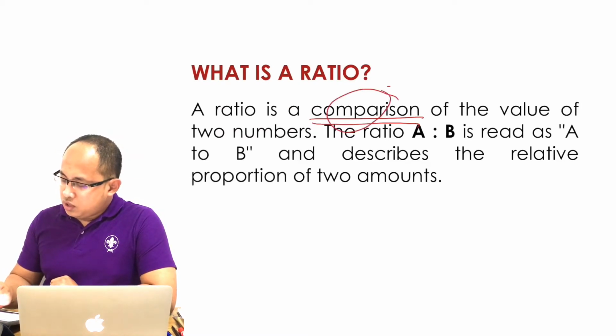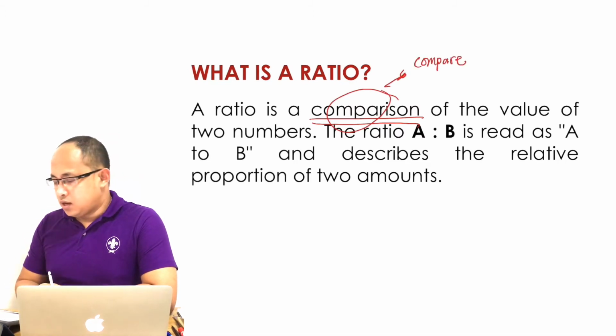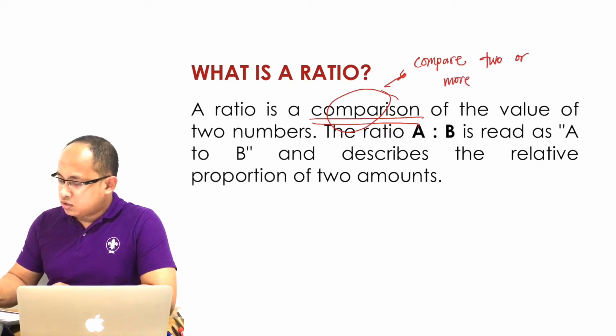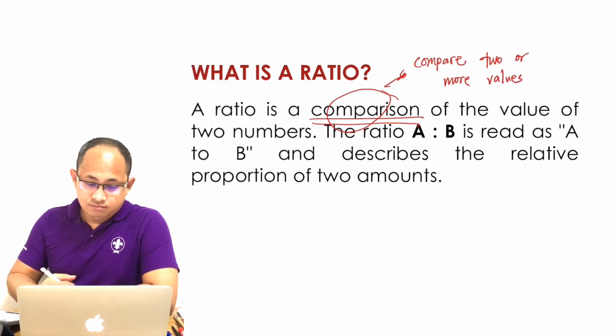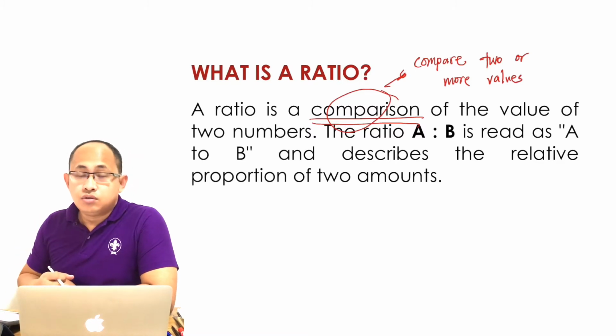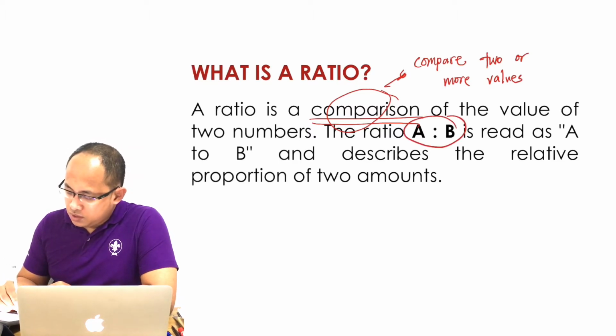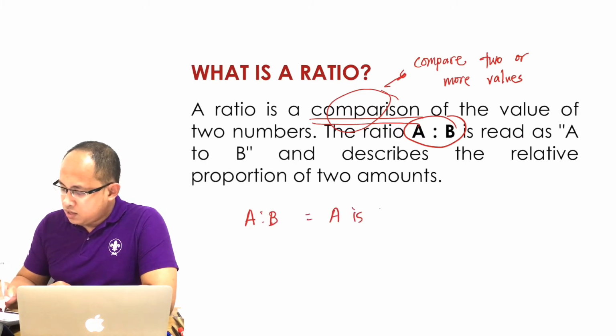Comparison means we are going to compare two or more values. Okay, two or more values. Now ratio is read as A is to B. All right, this one here, A is to B. So A is to B is equal to A is B, or A is to B.